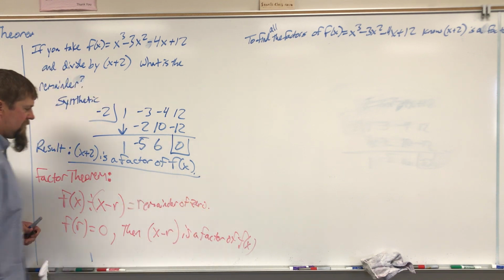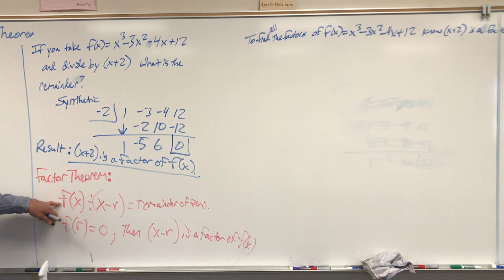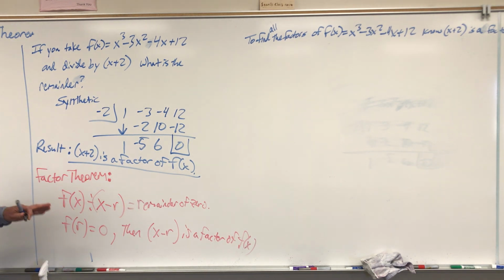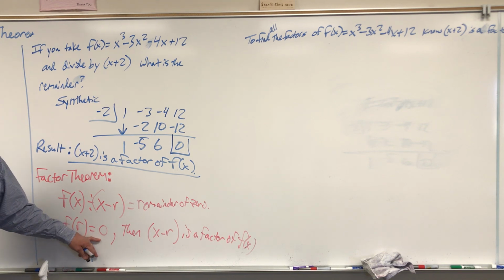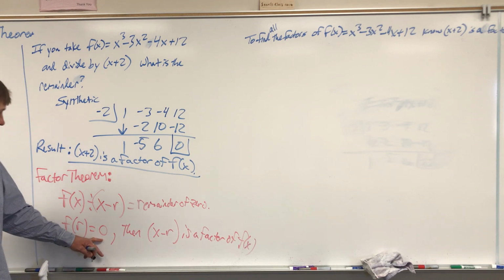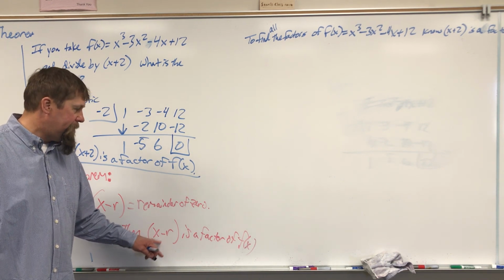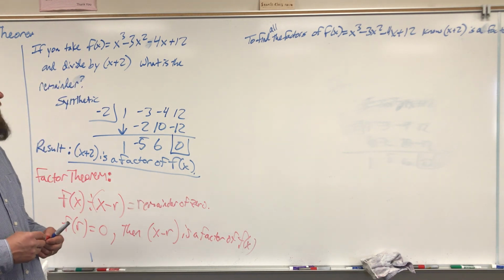So let me just repeat that. If you divide f of x by x minus r and the remainder is 0, or the same thing we just learned in the remainder theorem, that if you took f of r and got 0 as your evaluated answer, then you consider x minus r is a factor of f of x.